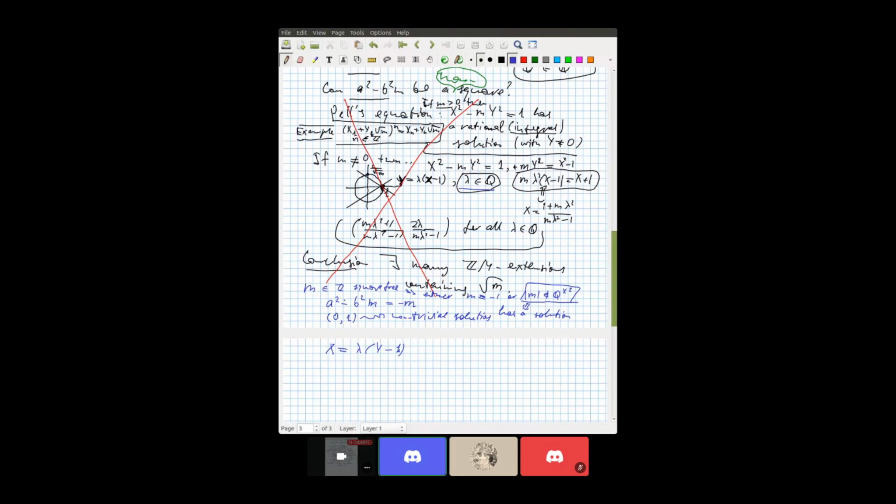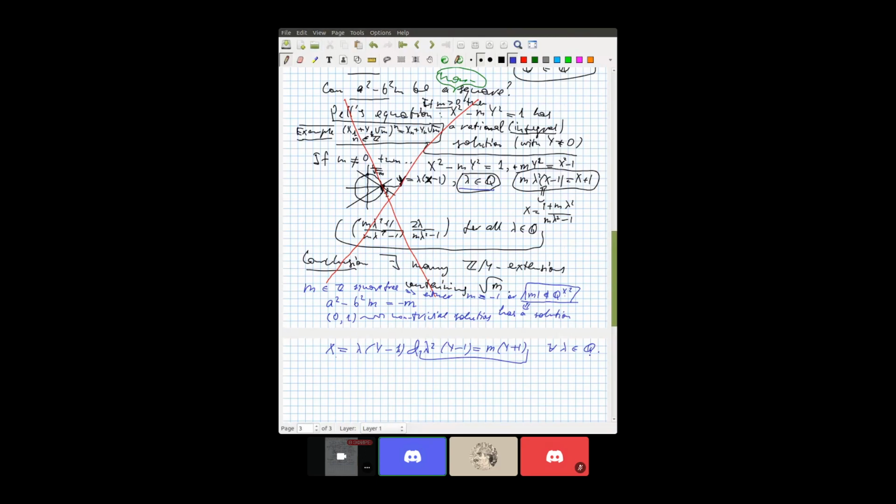Then you substitute in this, so you get lambda square y minus y minus 1 is equal to m times y plus 1. So this is the system. You solve this equation and find the x, for all rational lambda.